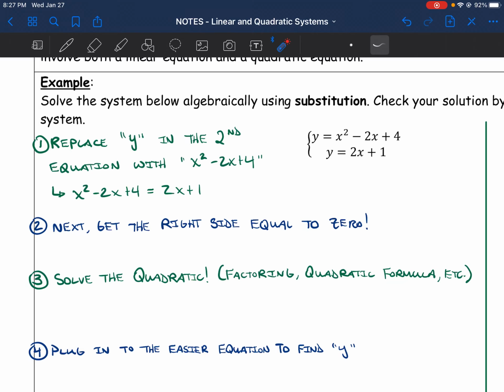So to get the right side equal to 0, we're going to need to subtract 2x from both sides, and we're going to need to subtract 1 from both sides. This is going to give us x squared minus 4x plus 3 equals 0.